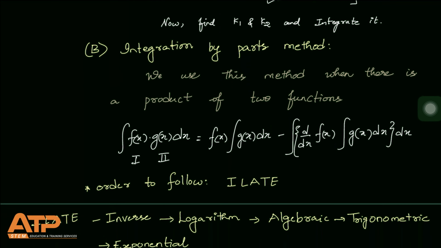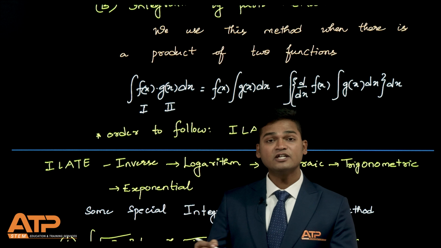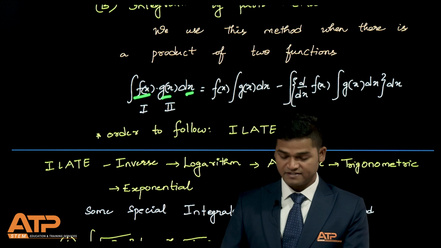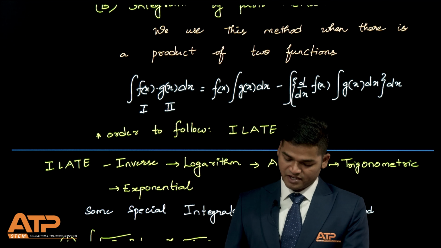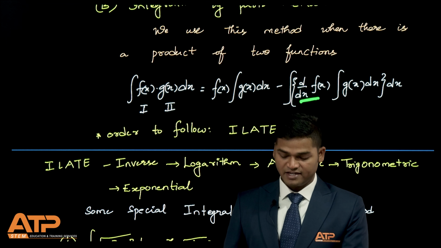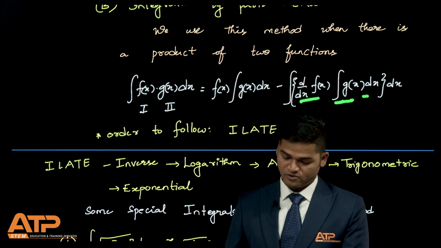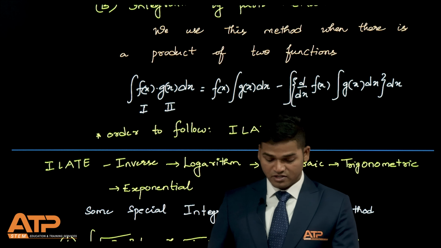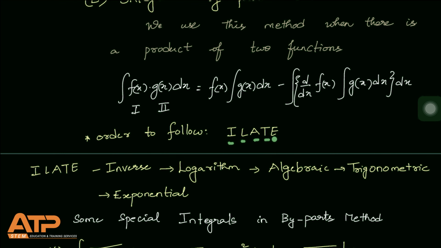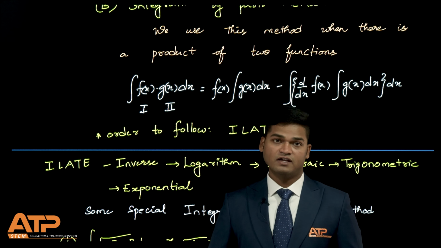Next method, integration by parts method. We generally use for the product of the functions. Integration f of x into g of x into dx. So the result, f of x into integration g of x dx minus integration of differentiation of f of x into integration of g of x dx. Okay. So how do you take the order of the functions? So ILATE formula we use it. Okay. So the first one is inverse, next is logarithmic, and algebraic, and trigonometric, and exponential. So this is the order of the functions which we assign.